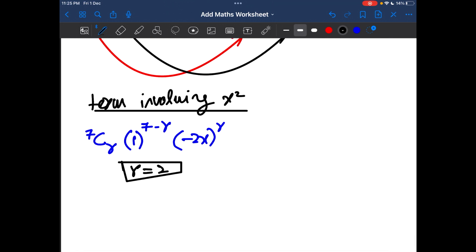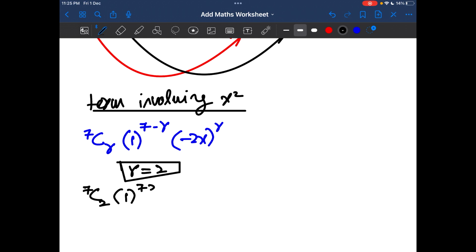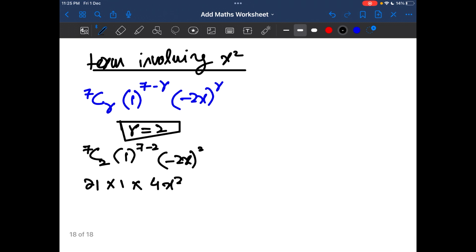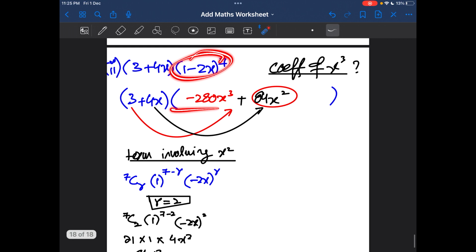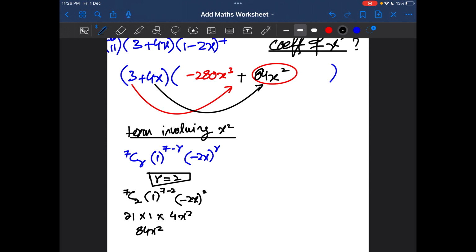So you got 7C2 into (1) into (minus 2x) power 2. 7C2 is going to give you 21. 1 power anything is 1. Minus 2 power 2 is 4, and this is going to be x square. So you're going to have 21 into 4, which is 84 x square. So we got the term involving x square, which is plus 84 x square. We don't need all the 8 terms of the expansion. We just need these 2 terms. Only these 2 terms will result in an x cube after multiplying by 3 plus 4x.